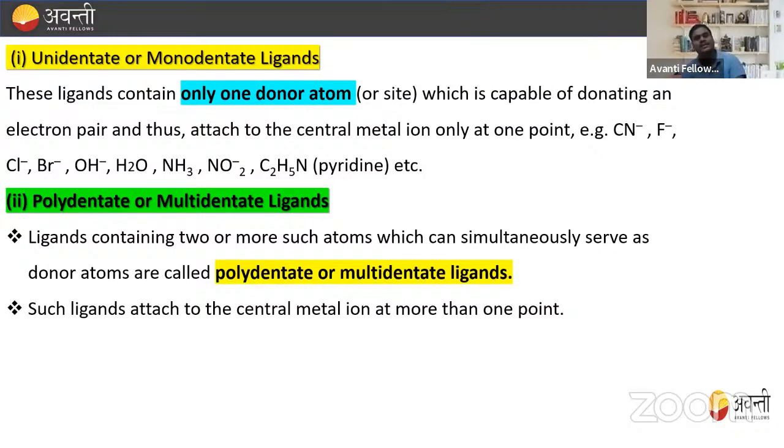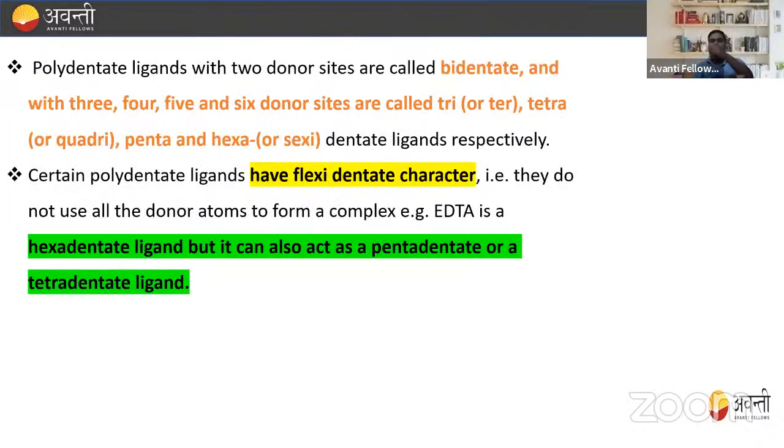On the other hand, polydentate or multidentate ligands contain two or more such atoms which can simultaneously serve as donor atoms, and are called polydentate. Such ligands are attached to the central metal ion at more than one point. Right. Let's see some examples. A polydentate ligand with two donor sites is known as bidentate, with three donor sites is known as tridentate, and with 4, 5, and 6 donor sites is known as tetra, penta, and hexadentate. Right. So certain polydentate ligands have a flexidentate character.